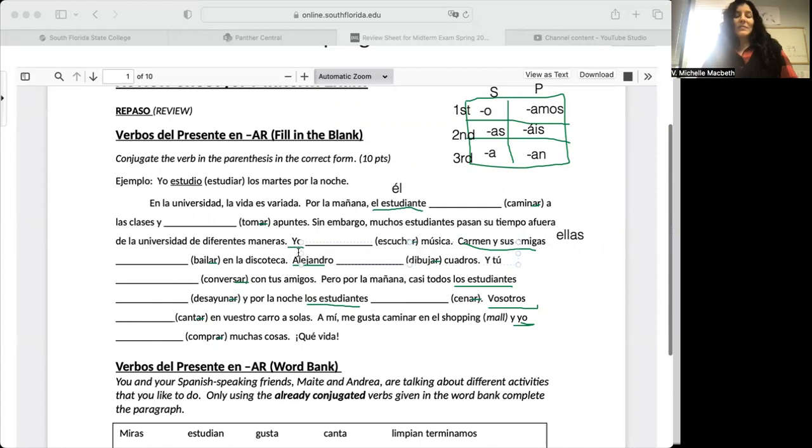Alejandro, that one is also just going to be él, right? Los estudiantes, that one comes here twice, so that's also ellos. That's an ellos. Okay, that's the only ones that were a little bit of a mystery. This one is also going to be ellos.